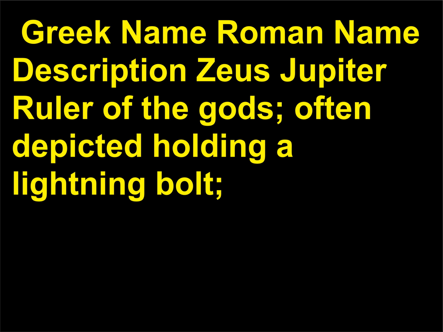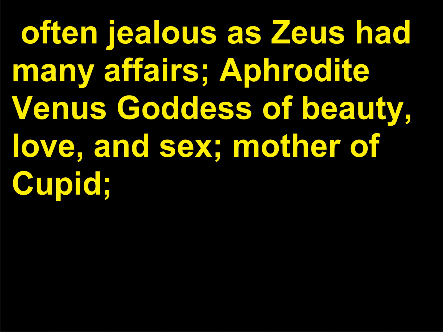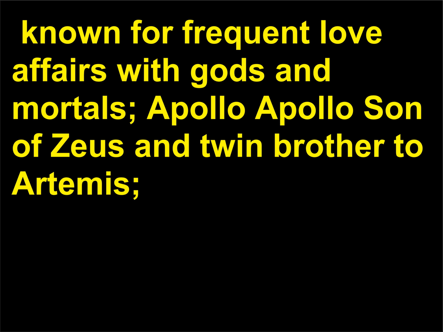Greek name, Roman name, description: Zeus, Jupiter, ruler of the gods, often depicted holding a lightning bolt, reigns from Mount Olympus. Hera, Juno, wife of Zeus and goddess of marriage, often jealous as Zeus had many affairs. Aphrodite, Venus, goddess of beauty, love, and sex, mother of Cupid, known for frequent love affairs with gods and mortals.